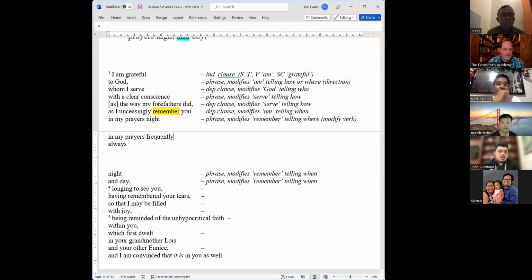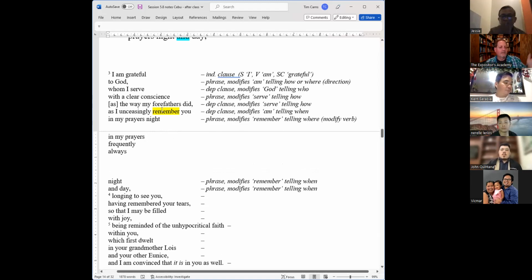Again, there could be many words that describe a time element here that don't go with the phrase in my prayers, but it's modifying remember in this case. How often or when do I remember? Frequently. Where do I remember? In my prayers.